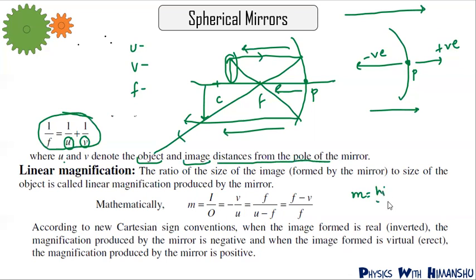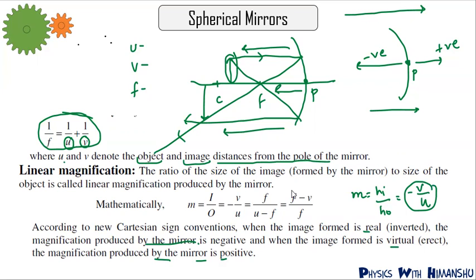It is given by height of image by height of object, and its value is also given by minus V by U. And remember, when the image formed is real, the magnification is negative, and when the image formed is virtual, the magnification will be positive. So if magnification is negative, the image is real and inverted. If magnification is positive, the image is virtual and erect.